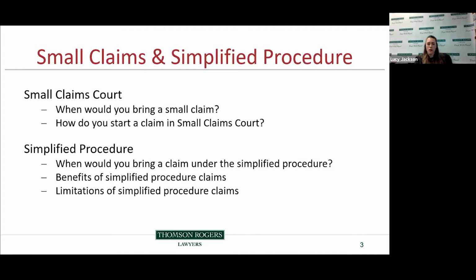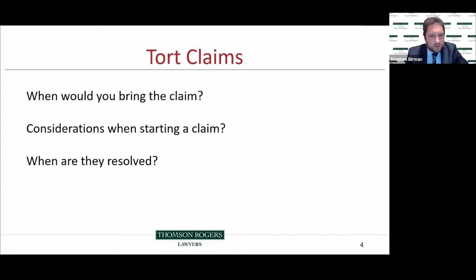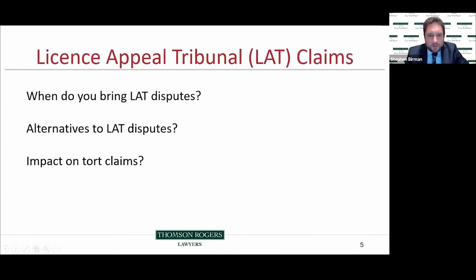And now I'm going to hand it over to Stephen Birman, who's going to go the next step up for us. Thanks, Lucy. I'm going to just go back to the last slide. Not sure how I control the slides, but I'm going to talk about tort claims and the ordinary procedure.